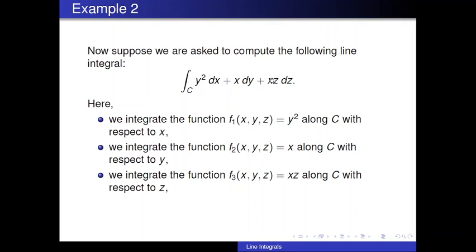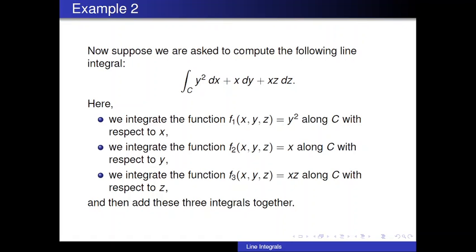And then the last function we'll take as this one, x times z. We will do the line integral of x times z along C with respect to z. And then we'll just add these three together. In this example, I'm going to do each one separately and add them together. But at the end, we'll see how, if you're clever with the way you order things on your paper, you can really just end up doing it as just one at the end. So that's kind of fun.